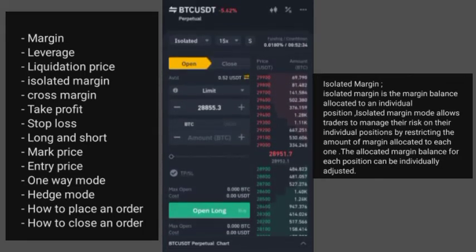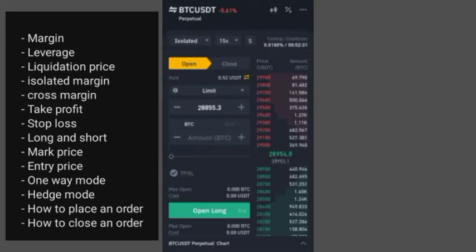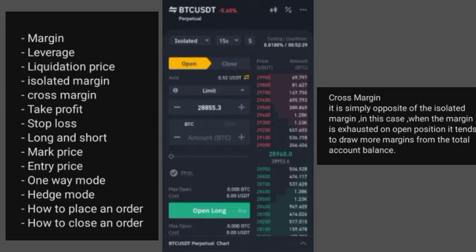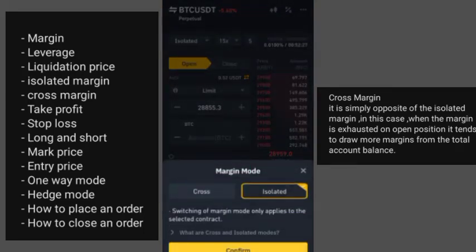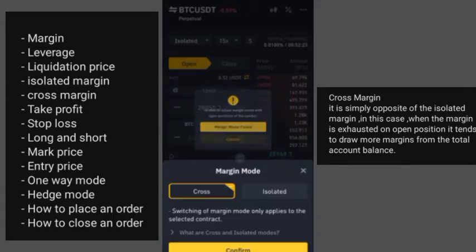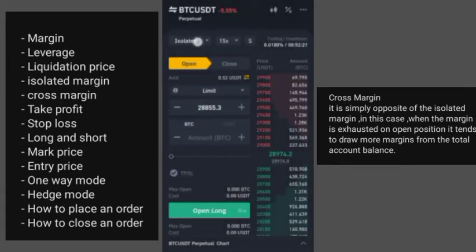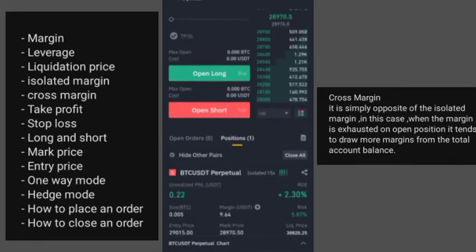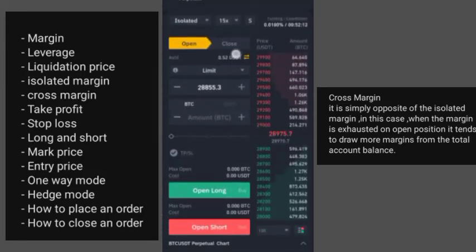But if it's on cross margin, which is the next thing I'm going to talk about, you click on cross margin here. Okay, I'm on a trade, it won't navigate. But if it's on cross margin, and let's say the market goes against me and I exhaust this amount here, the market will take more margin from the total balance I have at this point.